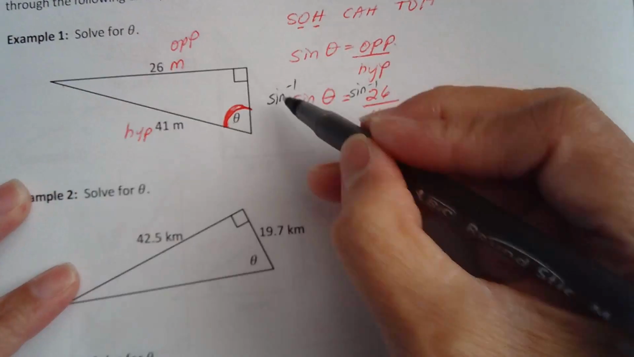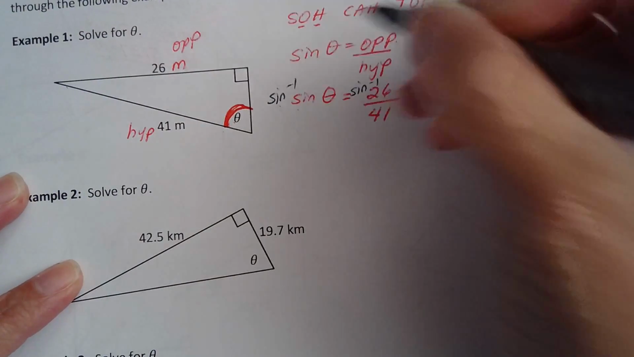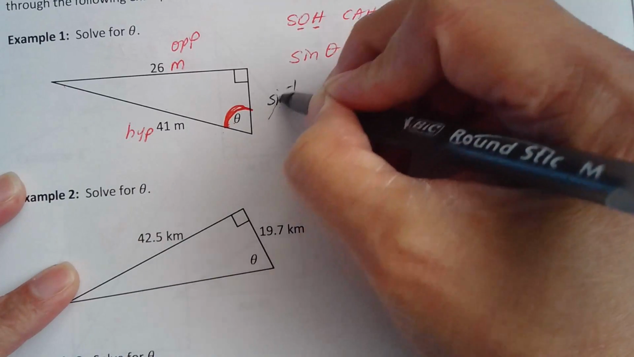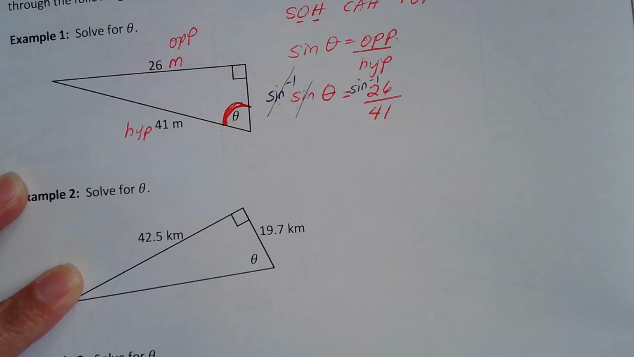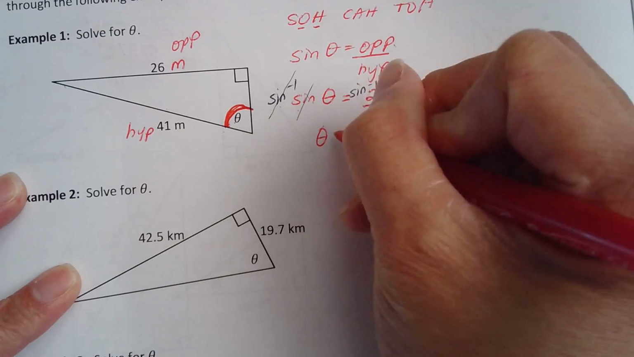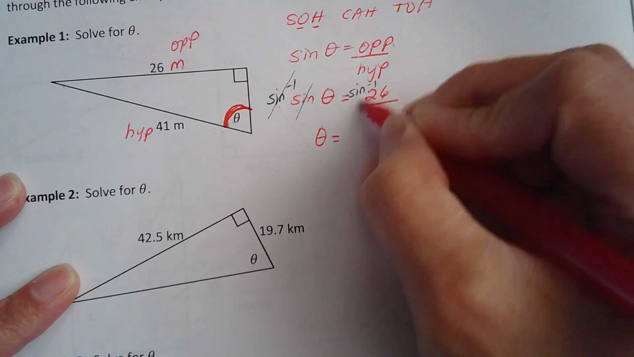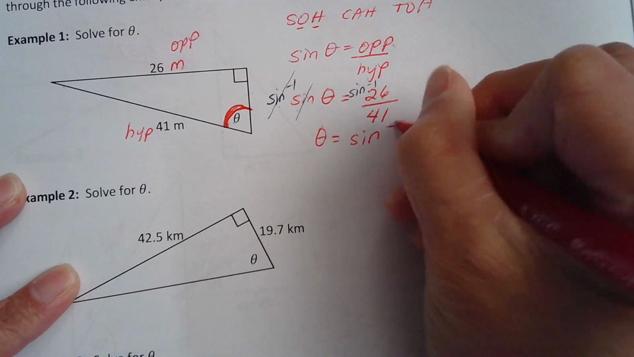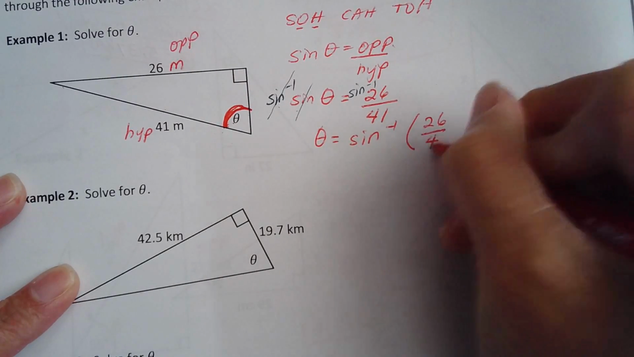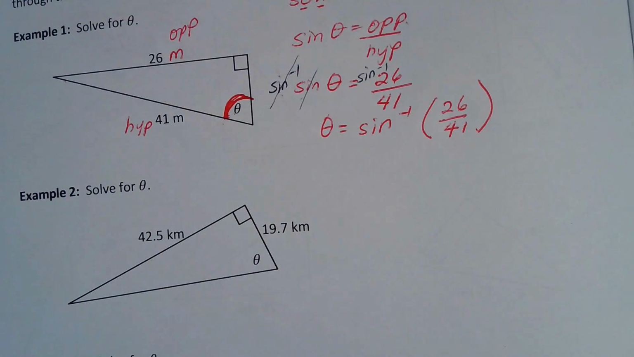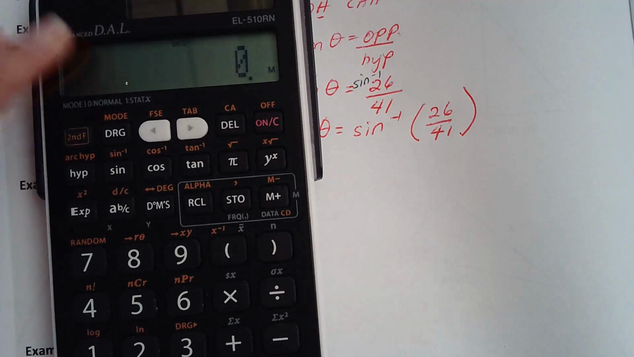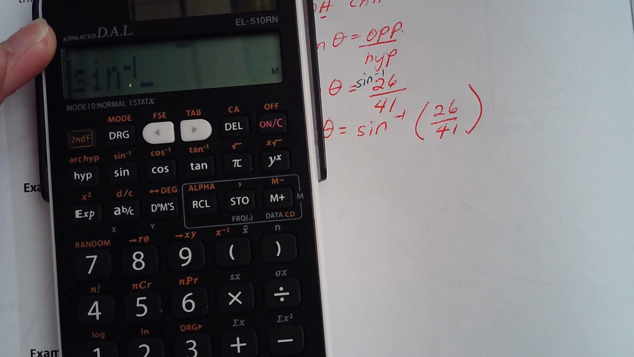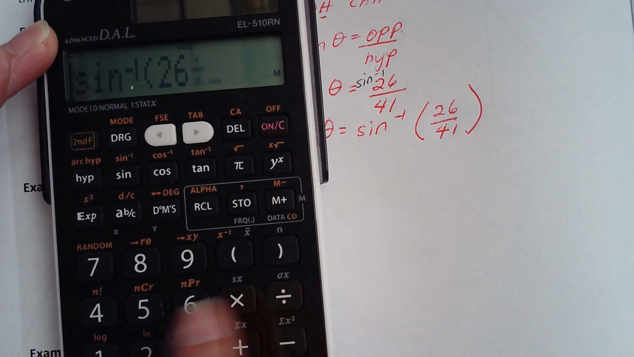So I'm going to take the sine inverse of sine theta. What would happen? Sine inverse and sine cancel each other out. What remains is theta. Now you have a sine inverse of all of these. So sine inverse of 26 over 41. Okay. I'm going to show you two different ways of doing this. Okay, here's two different ways. I can go sine inverse of 26 divided by 41.